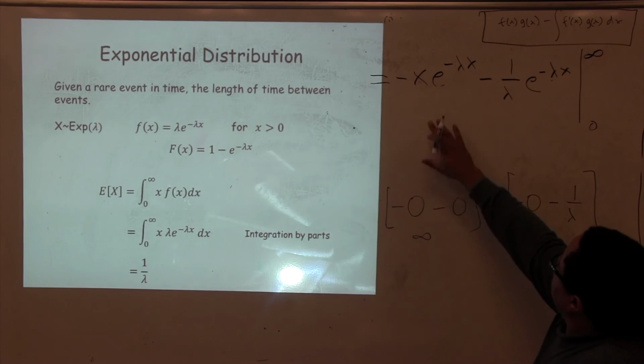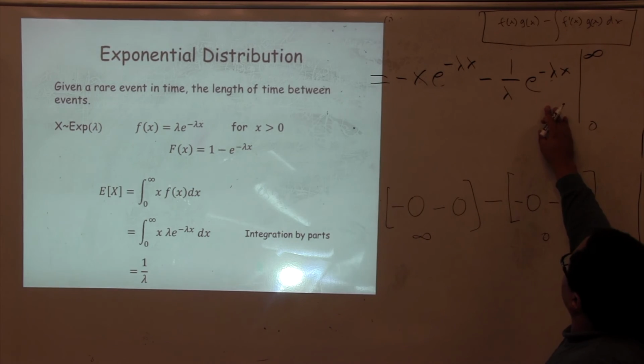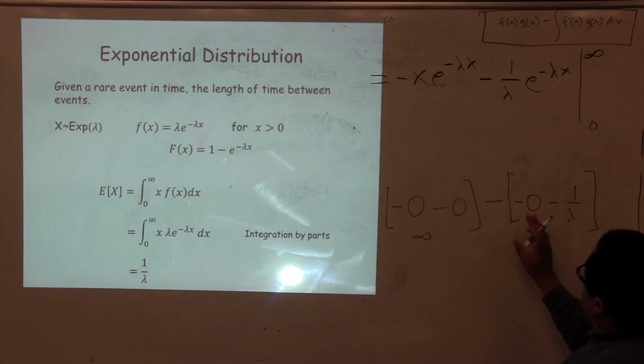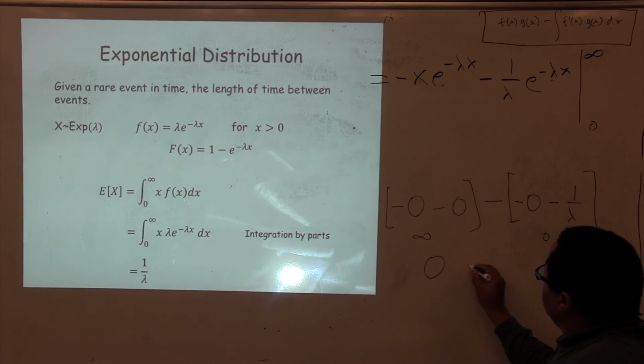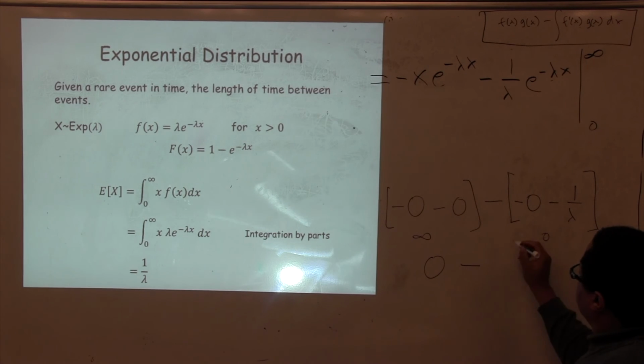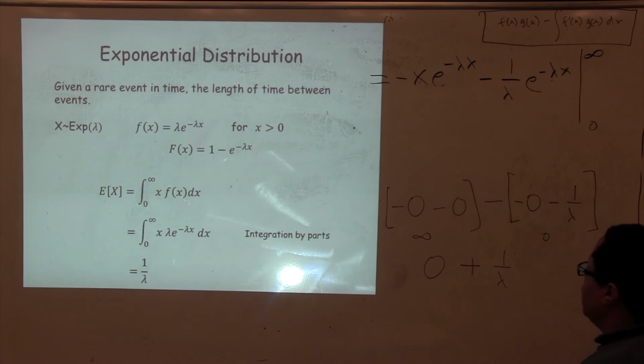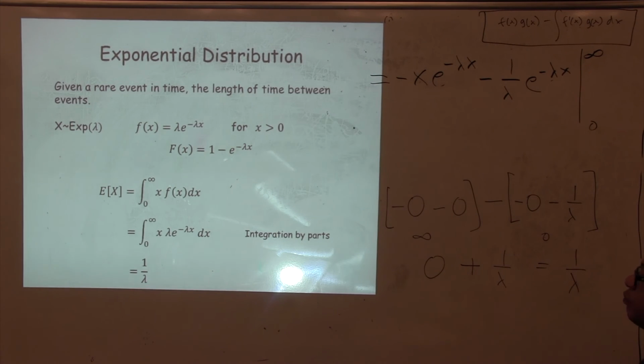So this is the term for this indefinite integral evaluated at infinity. And then in this square bracket is this indefinite integral evaluated at 0. And that's how we get the definite integral. Okay, so we have this term is 0 minus a minus, all right, that's plus 1 over lambda. Well, 0 plus 1 over lambda is just 1 over lambda. Okay, and that's our result.